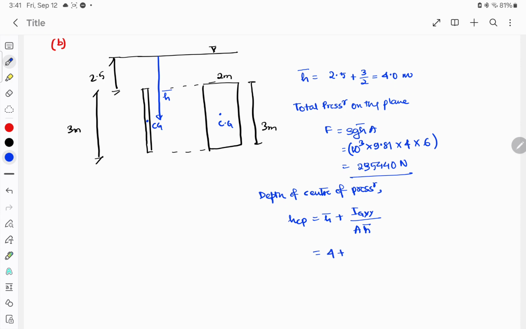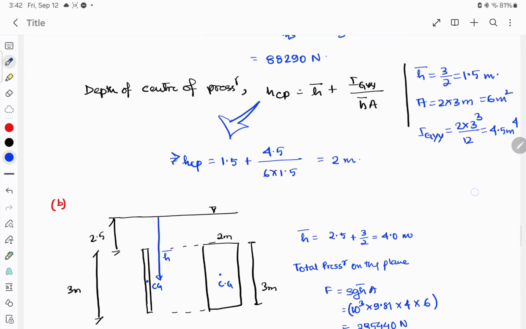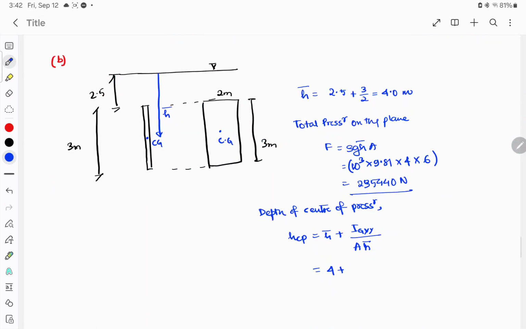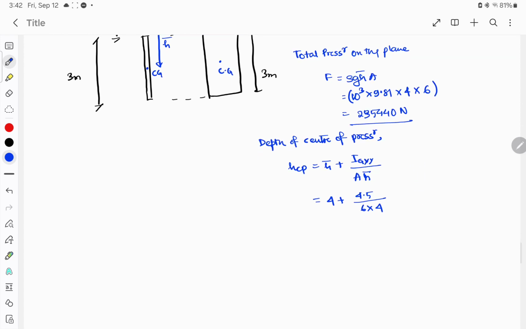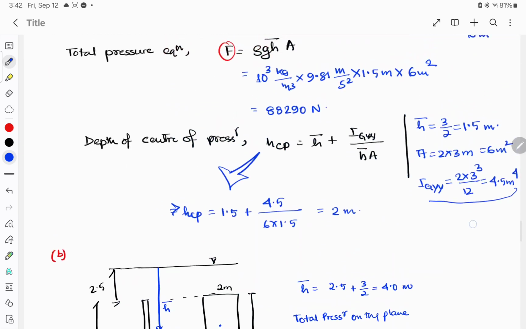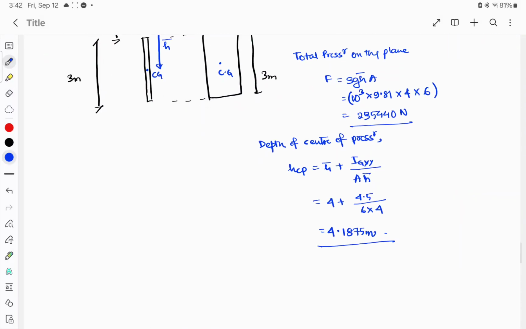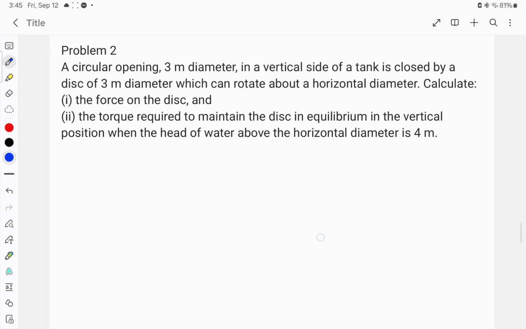So 4 plus IGYY will be the same that we have calculated, that is 4.5. So 4.5, area is 6, and again the H bar is 4. So this will come out to be 4.1875. This is the answer for the first question. So part A and part B has been solved. Let us move to the second question.